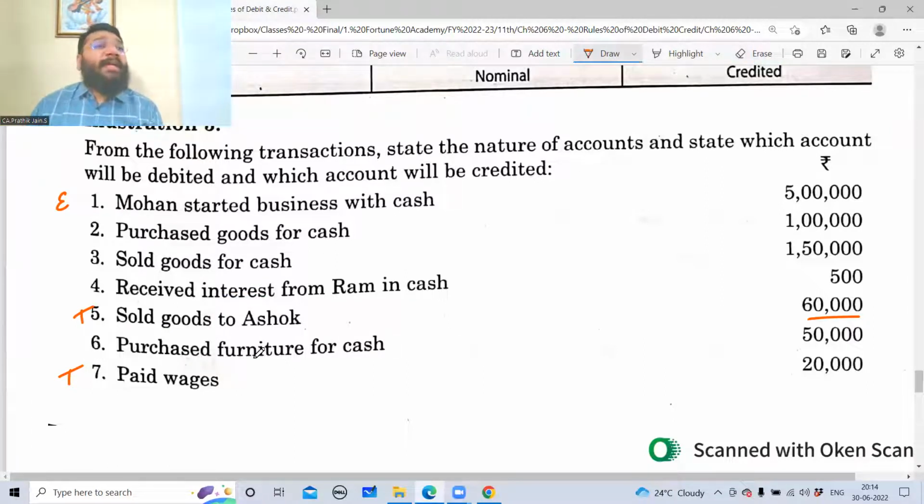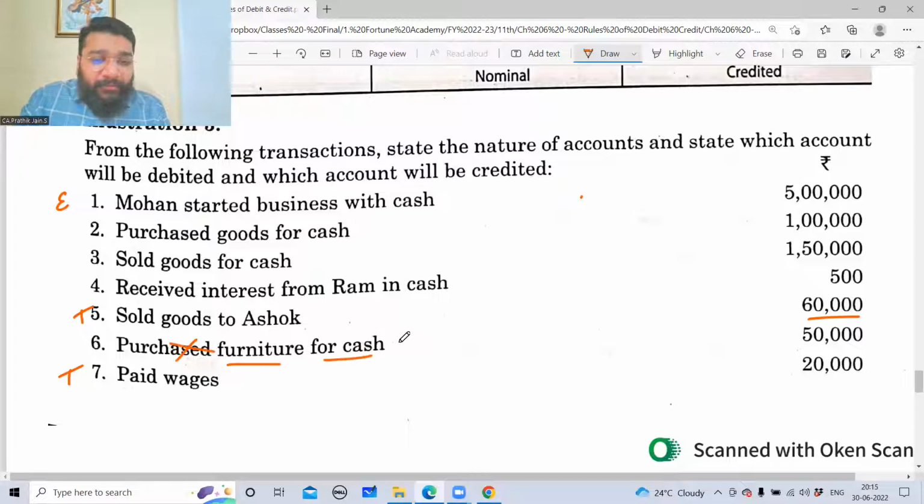Purchased furniture for cash. Furniture and cash. Purchase account will not come. Why? Purchase account will come into picture only if we were into the business of buying and selling furniture. Anywhere in the question did they mention that we are in the business of buying and selling furniture? No. Which means the intention of buying the furniture is to use. So purchase account will not be affected.